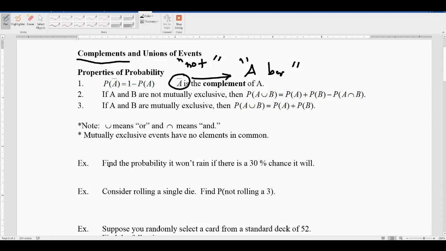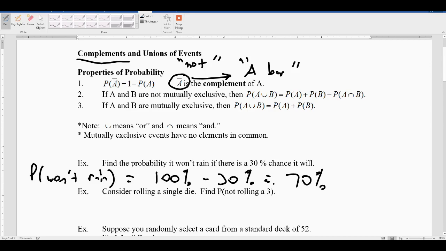For that to make sense, let's look at this first example. If there's a 30% chance it will rain, what does that mean? Well, to find the probability that it won't rain, most people would just take 100% minus 30%, which is 70%. Well, that's what this is representing right here. Because this 100% represents 1, and this 30% represents the probability that it will rain.